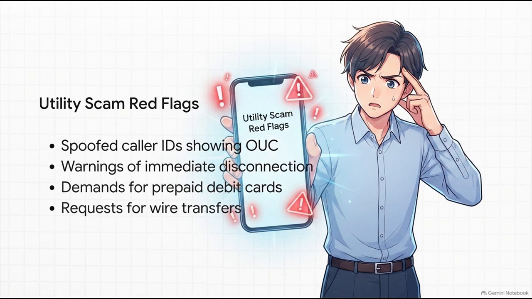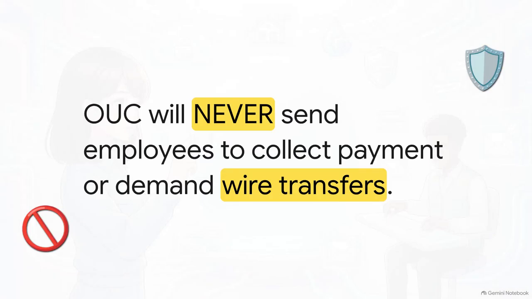If anyone warns you of an immediate, surprise power disconnection or demands you pay right then and there with a prepaid debit card or a wire transfer, stop. Those are absolute, guaranteed indicators of fraud. Always remember, OUC, the reliable one, handles their collections through official, formal channels. They will always send you written notice before any disconnection happens. They literally never do surprise home visits to demand cash, and they will absolutely never ask you for a wire transfer. If someone does this, hang up the phone or close the door, and contact local law enforcement right away.